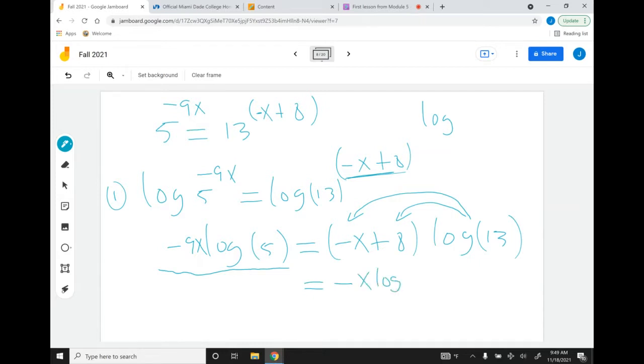Negative x log of 13. Just carry log of 13. We know it's a number, not a variable. Log of 13 is a number. So plus 8 log of 13. And here I have negative x log of 5. This is going to get messy here, guys. So what I'm going to do is take a picture of this and then we're going to move on to the next frame. Give me 1 second. I have to get my phone.